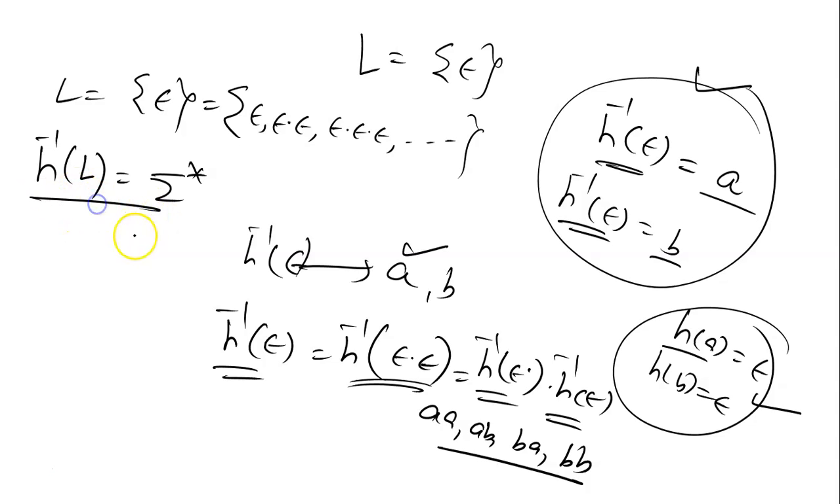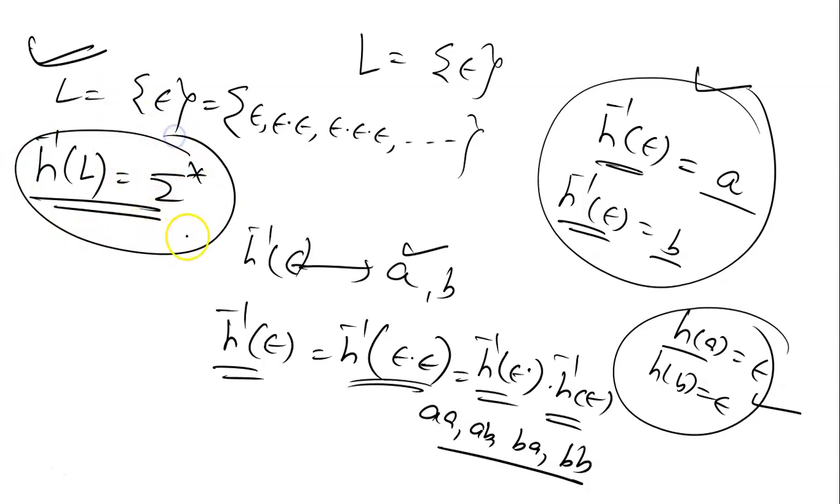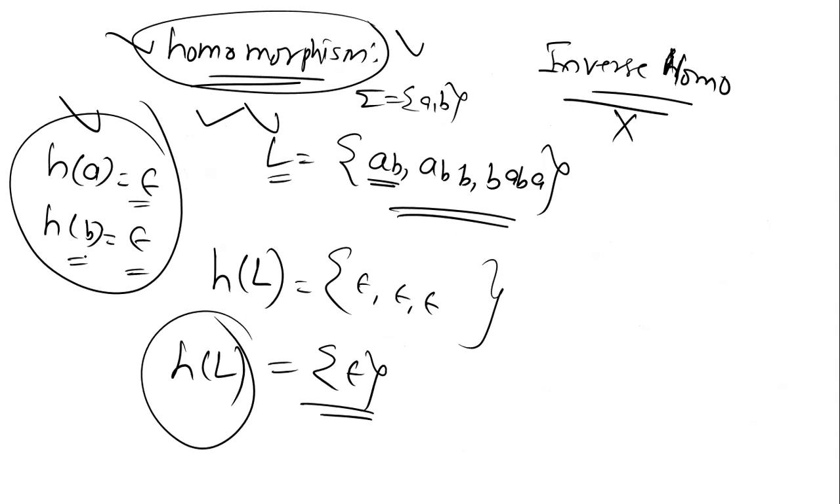So I can say that if you have a language L, and this language L is a finite language, and this inverse homomorphism is sigma star, which is infinite. So the set of finite languages is not closed under inverse homomorphism operation, because if you have a finite language and you apply the inverse homomorphism, then the result may not be finite. That's why the set of finite languages is not closed under inverse homomorphism.